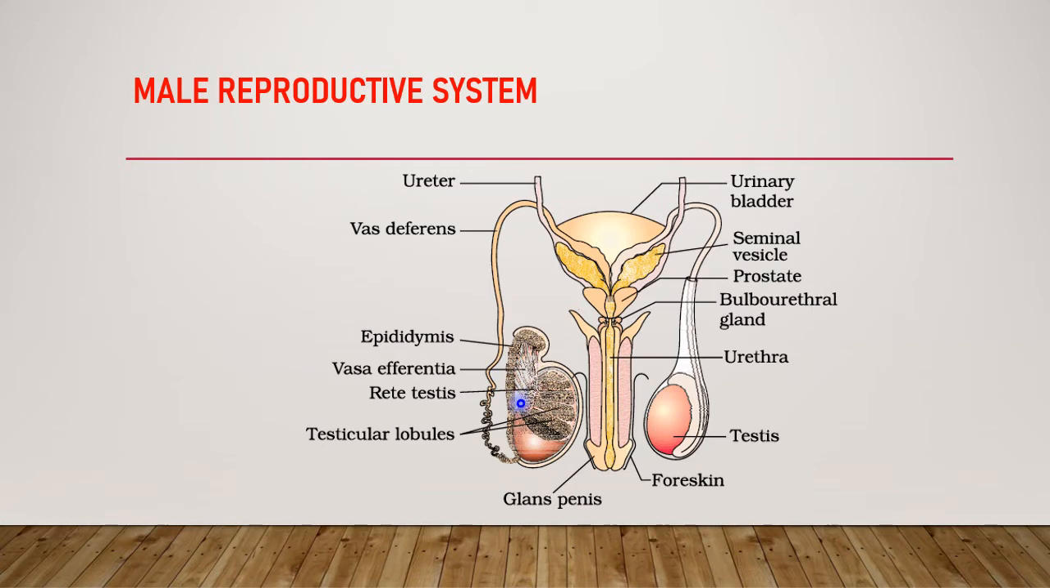Next, what is the internal structure of the testes? The testes are made up of 200 to 300 lobules. Lobules means compartments. The lobules are formed by the tunica albuginea, which invaginates inside the testes, giving rise to compartments. There are a total of 200 to 300 lobules, and in each lobule there are 1 to 3 convoluted loops, which are called seminiferous tubules.